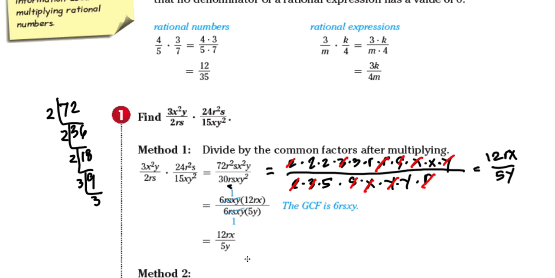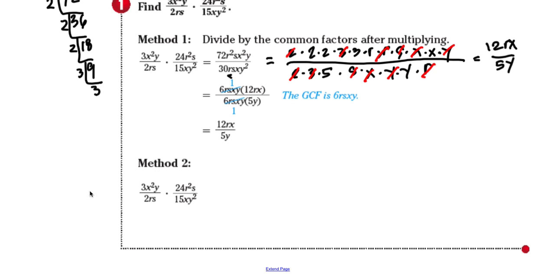Okay? So either way you do it, the only thing with finding the GCF is that you need to be able to do this mentally. In this case, there's no mental stuff here. You simply write down the prime factorization and completely factor each monomial, and you get your simplified form. So that's method 1. Method 2 is, okay, divide the common factors before multiplying.